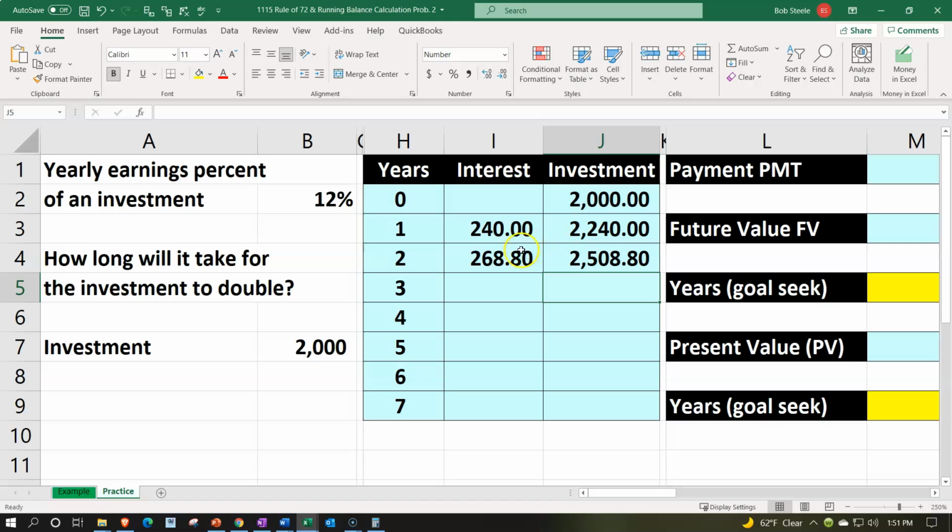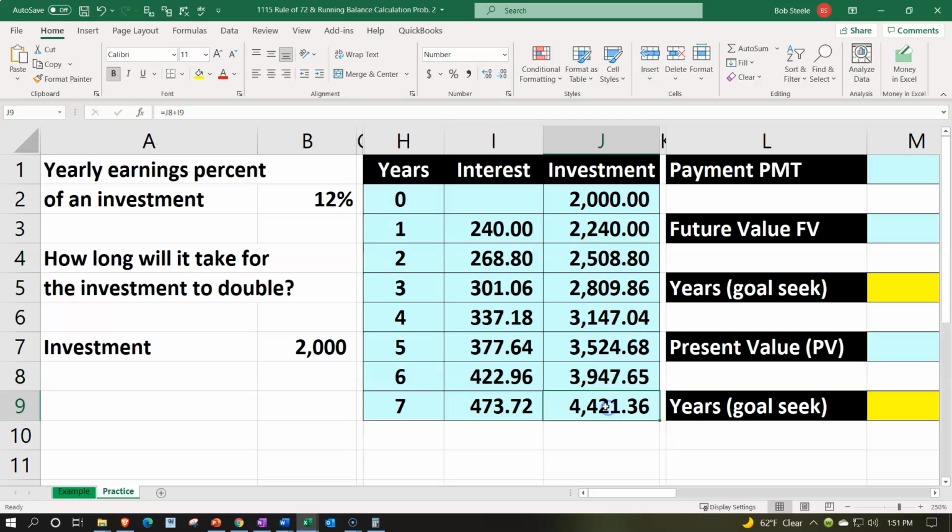Okay, then let's copy it down. Let's select these two, put our cursor on the fill handle, so it looks like that, and then drag it on down, and there we have it. So we can see between years 6 and 7, that's when it's going to double, which is what we were looking for, getting from 2000 to the 4000.